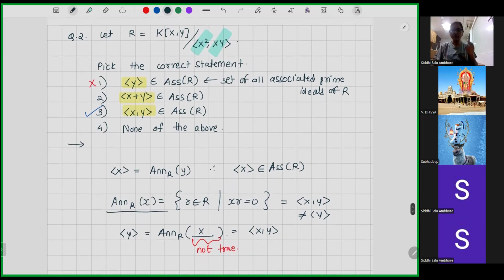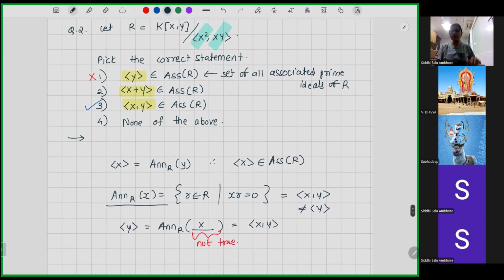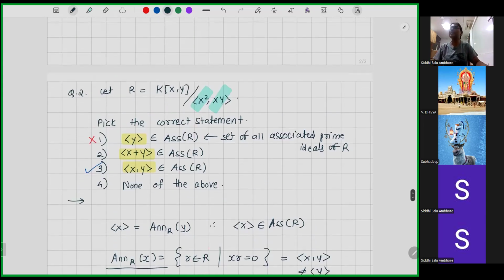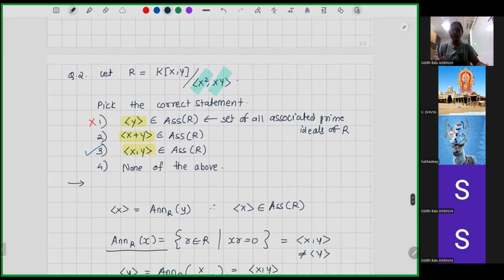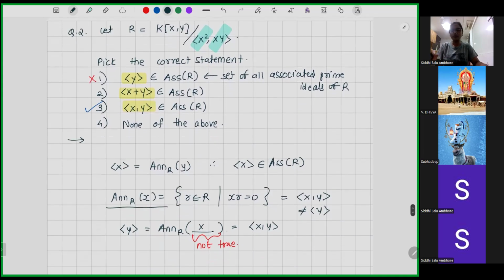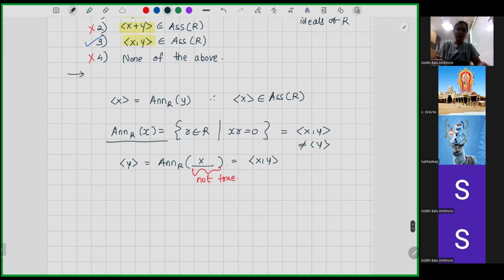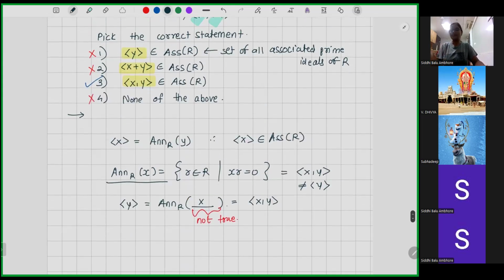No, okay. When we talk about associated primes, for monomial ideals, the associated primes are also monomial ideals. So this ideal (x square, xy) is a monomial ideal. This x plus y cannot be its associated prime. Please understand that. Of course, from the options, (x, y) is the only associated prime.